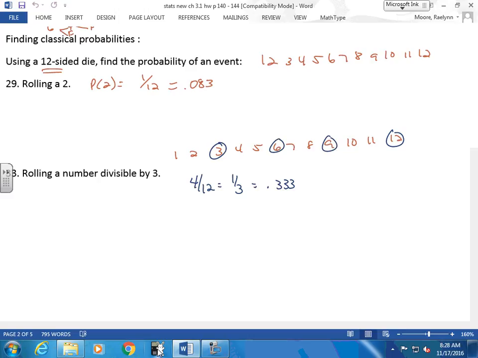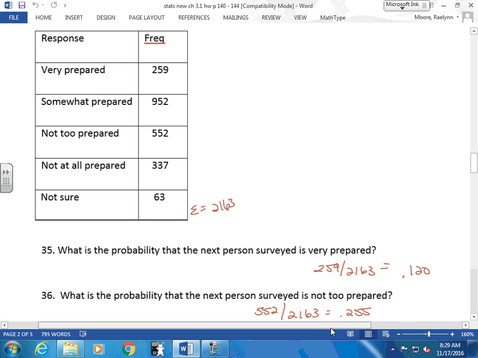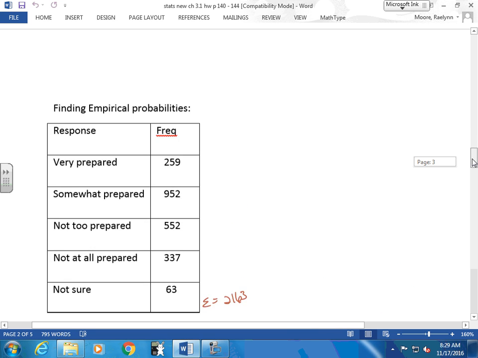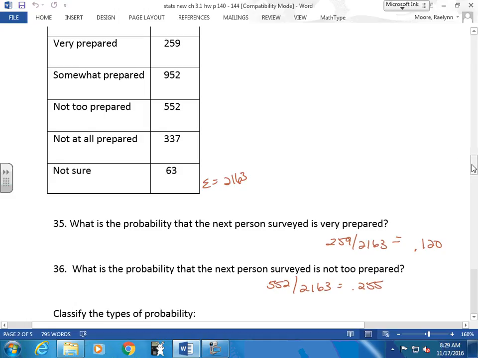I kind of tend to do the decimals just because they're easier to compare, especially when your denominators are not the same. All right, you have given this table. You're asked to find what is the probability that the next person surveyed is very prepared. So the first thing you're going to do, take the total. Very prepared, 259 over your total, and bring it down to 3 decimals. So there's a 12% chance that the next person that walks up to you will be very well prepared.